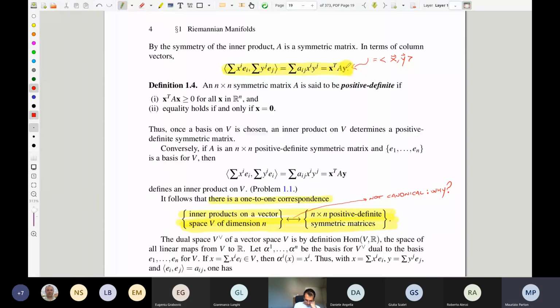Is this formula clear? Everybody knows? Yes. Okay.